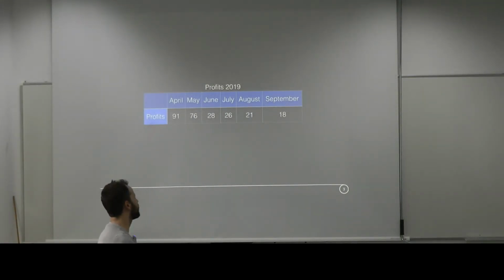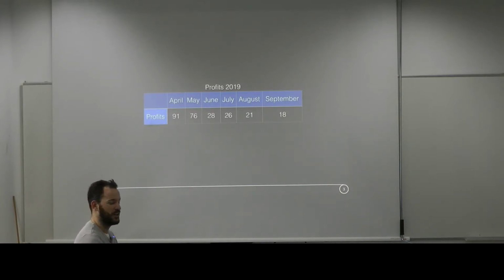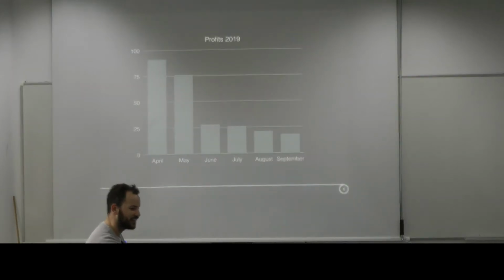And let's dive right into the problems that I usually see or that make me mad when I see presentations by people. So here we have a table of profits, and this is just numbers. I don't know, do you see something? If you don't, is this better? And if this is not better, is this better?